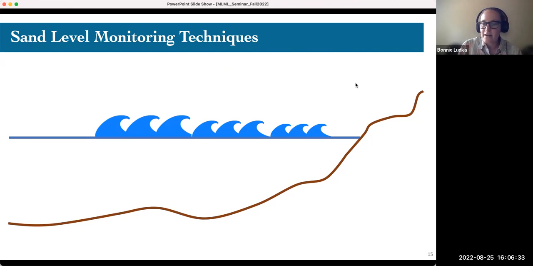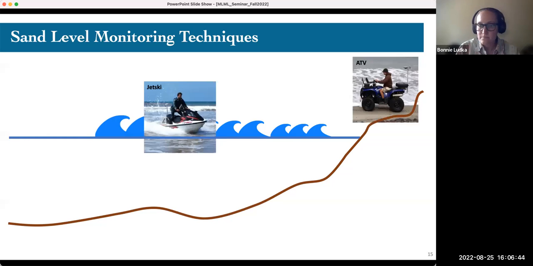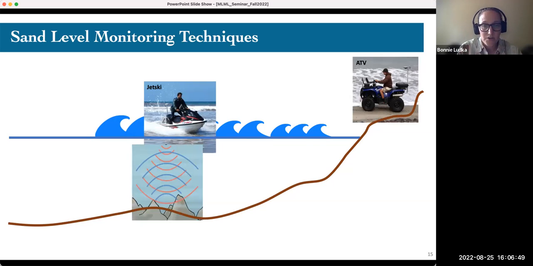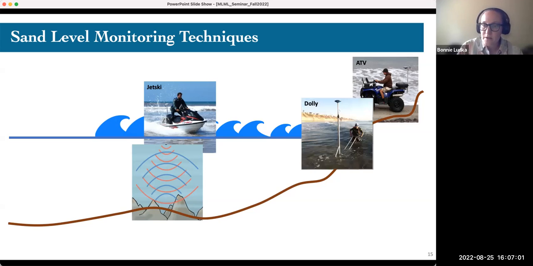Well, we have a few different techniques. We use an all-terrain vehicle, or an ATV, and we drive that at low tide on the subaerial beach. We also use a jet ski that is equipped with acoustic sonar, and we drive that at high tide. But often there is a gap between these two data sets, so we need to fill that in. We usually use this push dolly, which we push into about chest-deep water, and that's me pushing the dolly to get this part of the profile that we couldn't capture with the ATV and jet ski.